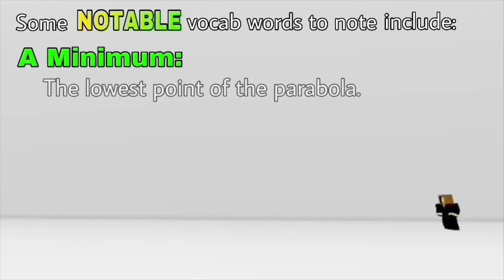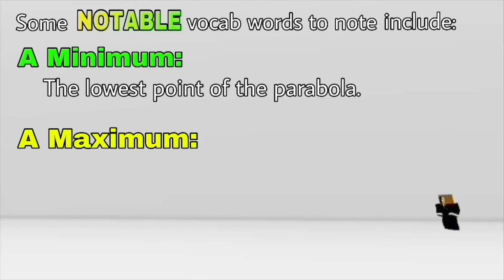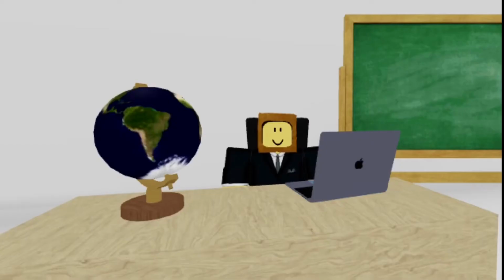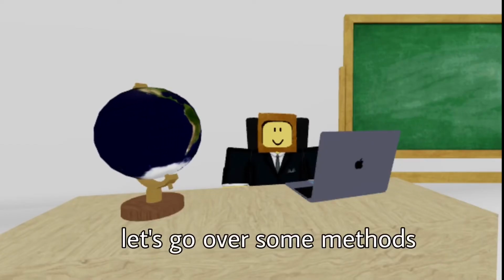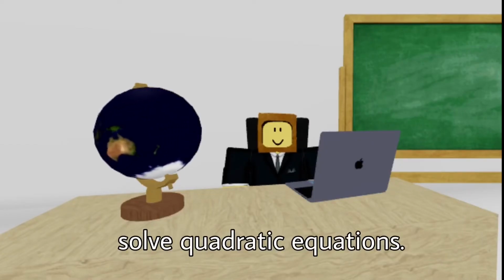A minimum point is the lowest point of the parabola, while the maximum point is the highest point of the parabola. Now that that's over, let's go over some methods that we can use to solve quadratic equations. The first method we are going to talk about is solving by graphing.